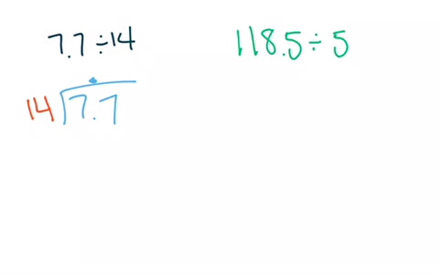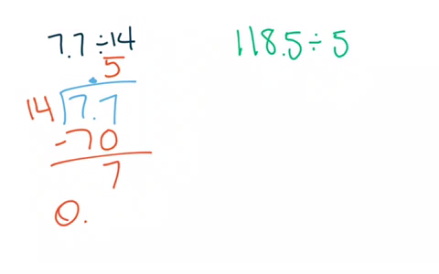Okay, so 14 goes into 77 5 whole times. Put my 5 right here. Okay, so 14 times 5 is 70, so I'm going to subtract 70. Get 7. So right here, it's going to be 0.5, remainder 7.